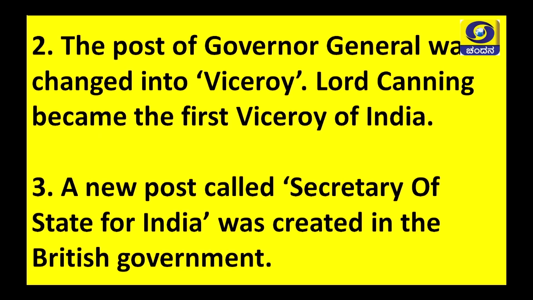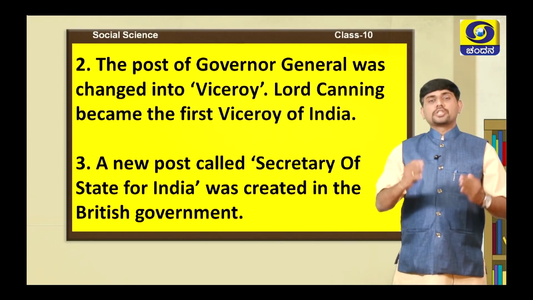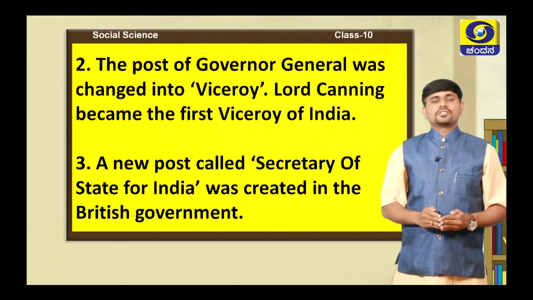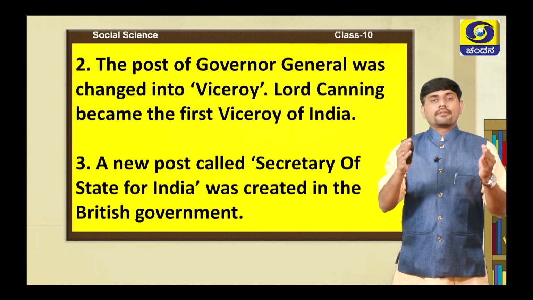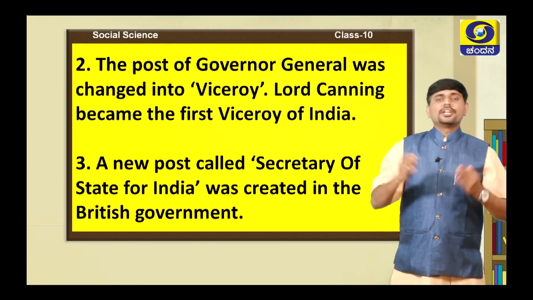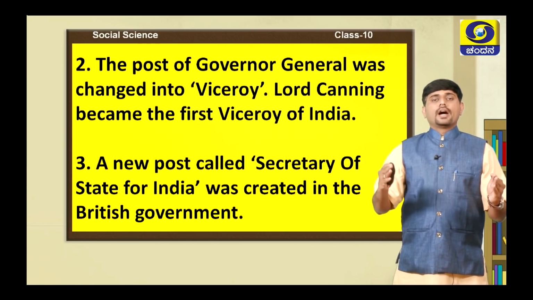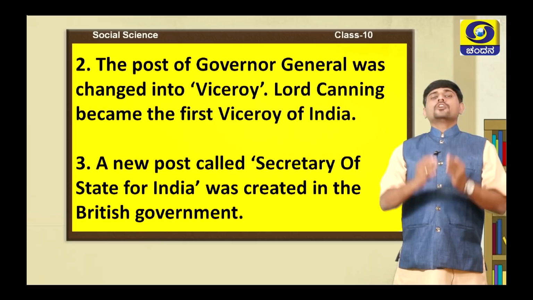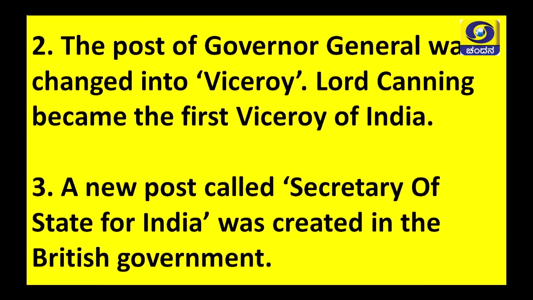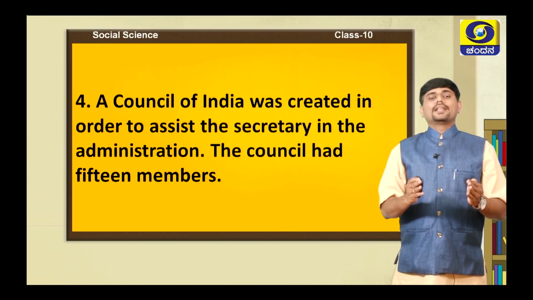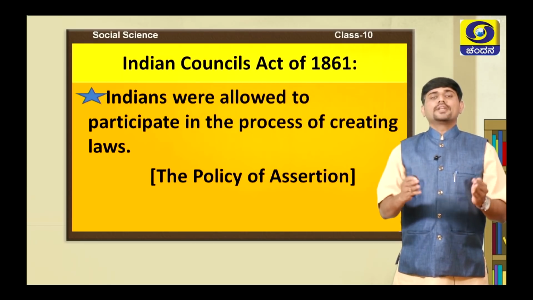Dear children, till then, right from the beginning, the head of the British East India Company was the Governor General. Now the position of the Governor General was renamed as the Viceroy of India. The first Viceroy of India was Lord Canning. A new post was created for India: Secretary of State for India was created by the British government. According to the act, a Council of India was also created in order to assist the Secretary in the administration. The Council had 15 members.